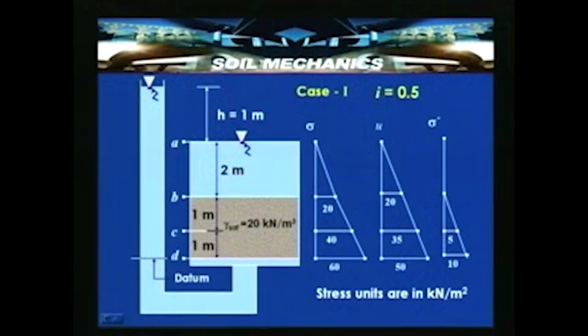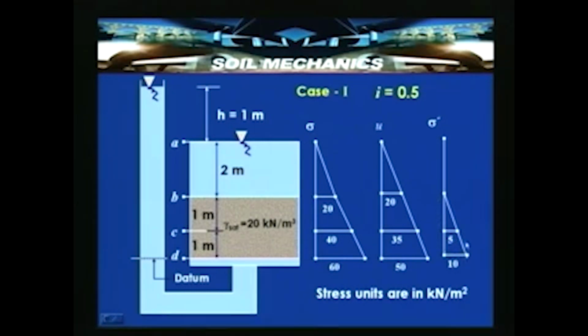So, 35, that is because 3.5 meter is the pressure head which is available, because 0.5 meter head loss has already occurred when the flow is taking place from D to C. So, at this particular point the pore water pressure is 35 kilonewton per meter square, and at this particular point it is 20. When you determine effective stress, that is the difference of total stress and pore water pressure. So, effective stress at this point is 0, at this point it is 0, and here it will be 40 minus 35, 5, and here 60 minus 50, 10.